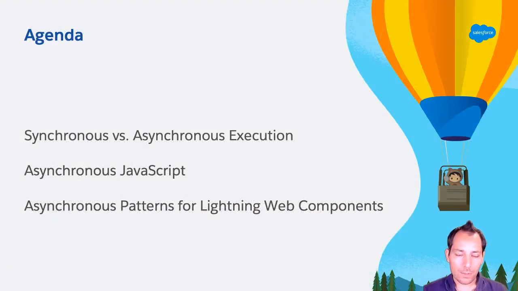So here is our agenda for today. We're going to start at a very high level, a brief refresher on what is synchronous and what is asynchronous execution, and that is not necessarily tied to JavaScript. And then we're going to go deep dive into asynchronous JavaScript. We're going to see the three different techniques that allow us to do asynchronous JavaScript, and we'll finish with a section dedicated to Lightning Web Components and asynchronous code, and we're going to see some patterns on how to best handle asynchronicity in there. All right, let's start.